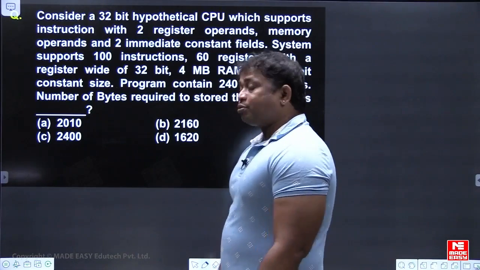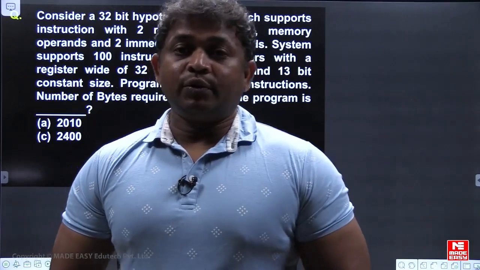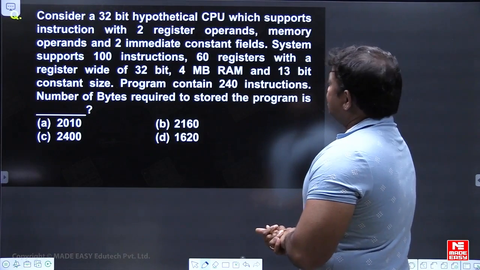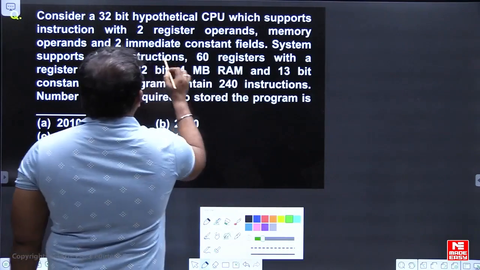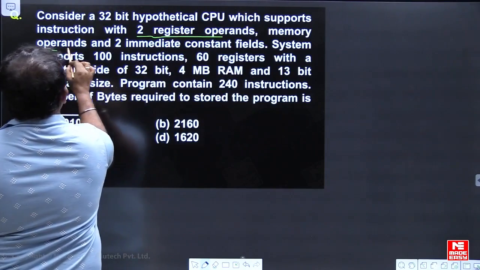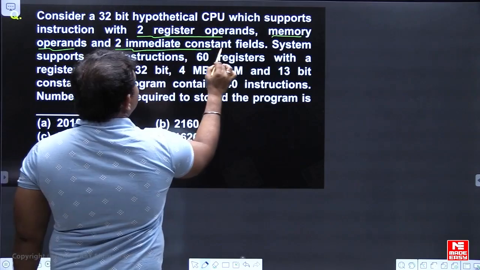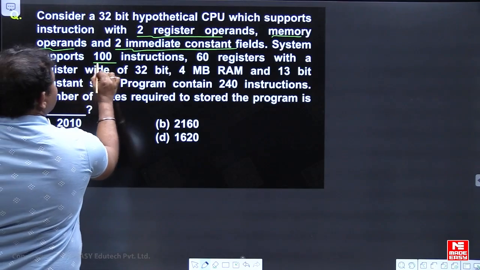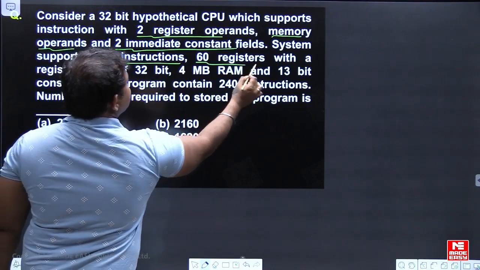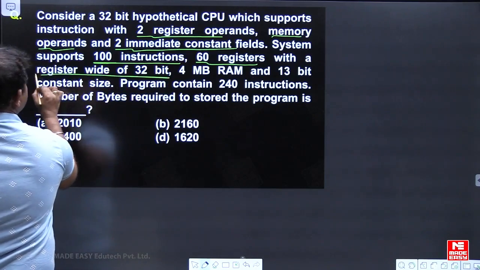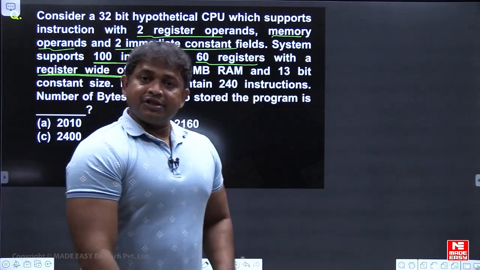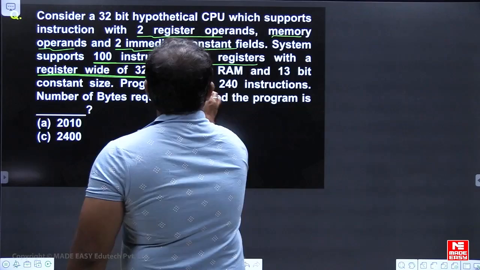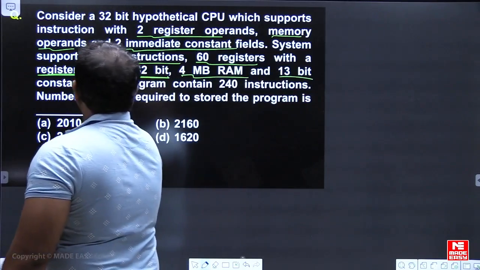Please read the question. This is the next question which I want to explain in the GATE 2024. Consider a 32-bit hypothetical CPU which supports instruction with 2 register operands, memory operand, and 2 immediate constant fields. System supports 100 instructions. 60 registers with a register width of 32-bit. What it means? Number of registers are 60. In every register, we can store 32-bit information. 4 MB RAM, 13-bit constant size.